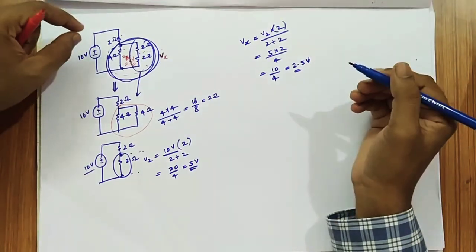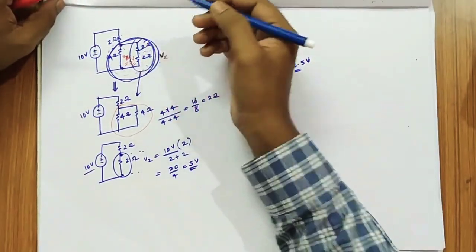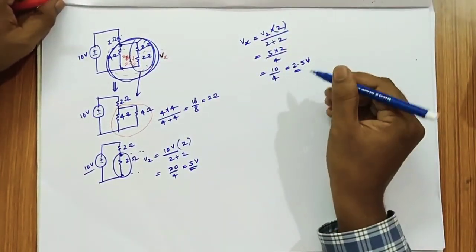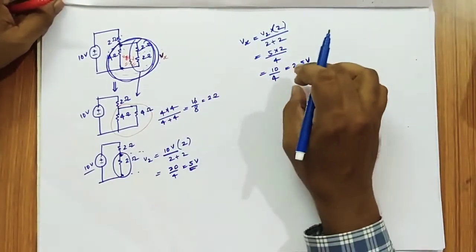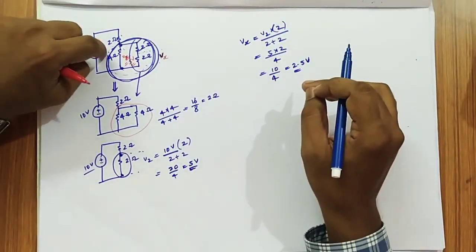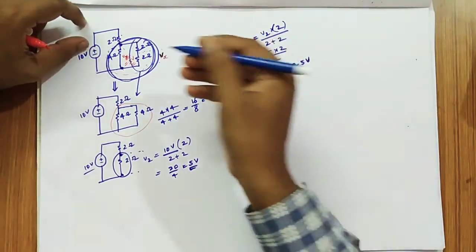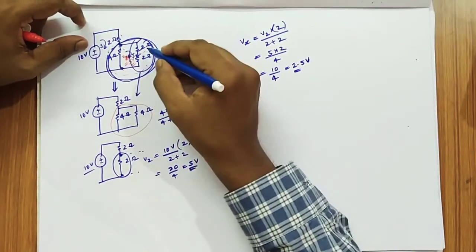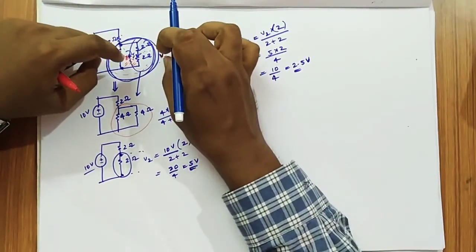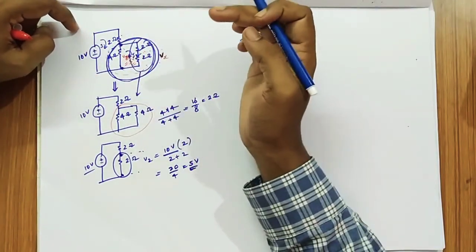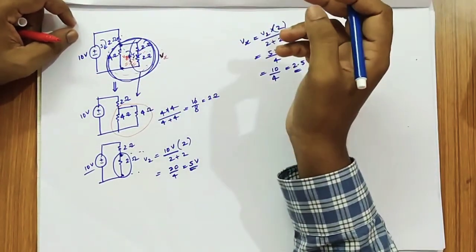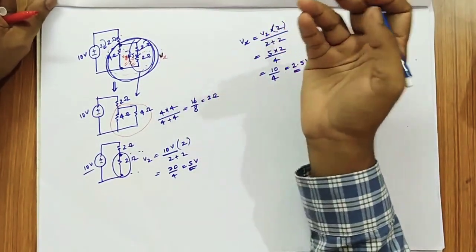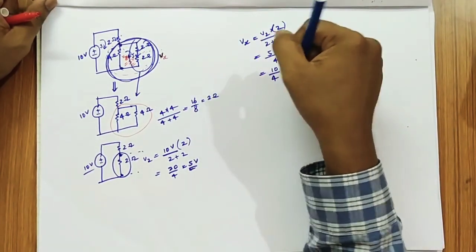Similarly, the voltage across this other 2 ohms is again V2 into 2 by 2 plus 2, that is 2.5 volts. Why use this method only? You can use mesh analysis also. With mesh analysis, you find currents I1 and I2, and then Vx equals 2 into I2. That is another method. But if in an exam they ask you to find the voltage across 2 ohms using the voltage division rule, you need to do this.